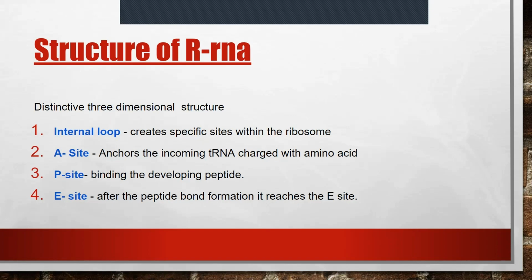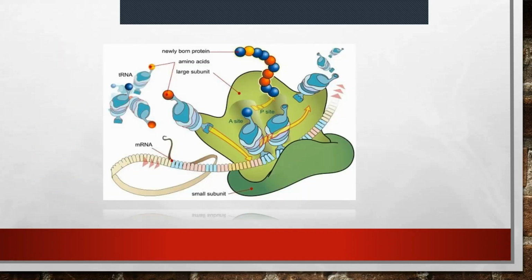The internal loop creates a specific site within the ribosome, the A site, which anchors the incoming tRNA charged with the amino acid. The P site binds with the developing peptide, whereas the E site is where the tRNA reaches after the peptide bond formation. This is the structure of the ribosome, where you have amino acids, a larger subunit, a tRNA, and a smaller subunit. The A site, P site, and E site are present here.